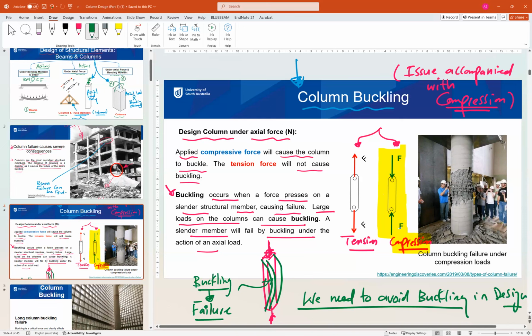One example of column buckling failure under compression load is this example. Again, this is an RC column, but due to buckling, as you can see, the steel bars inside have buckled like this. When the steel bar is buckled, it pushes the outer cover of concrete and causes failure of the column. So this buckling problem is associated with compression and needs to be avoided.